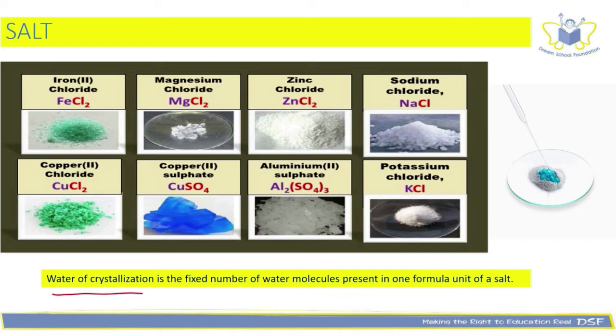Water of crystallization is the fixed number of water molecules present in one formula unit of a salt. Out here you can see two different kinds of copper sulfate. One which has 5 water molecules in it, or hydrated copper sulfate, and an anhydrous copper sulfate. Look at the difference.